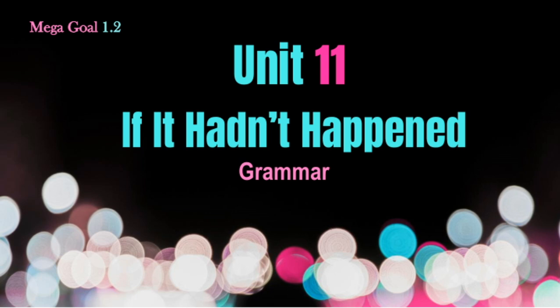We're going to explore Mega Goal 1.2, focusing on Unit 11, which is all about "if it hadn't happened" and understanding grammar related to that. Over the next few minutes, I'll walk you through key concepts and practical examples that will help you master this topic. So let's get started.